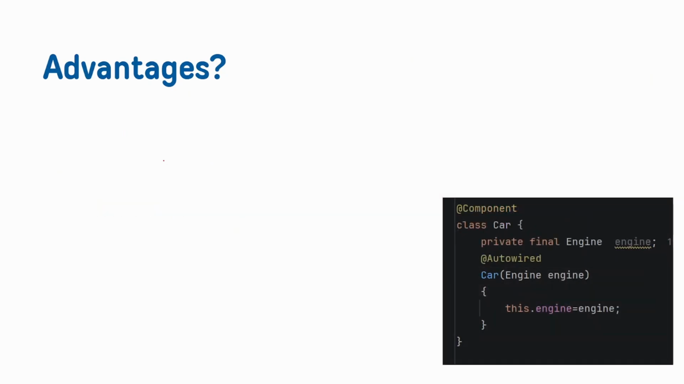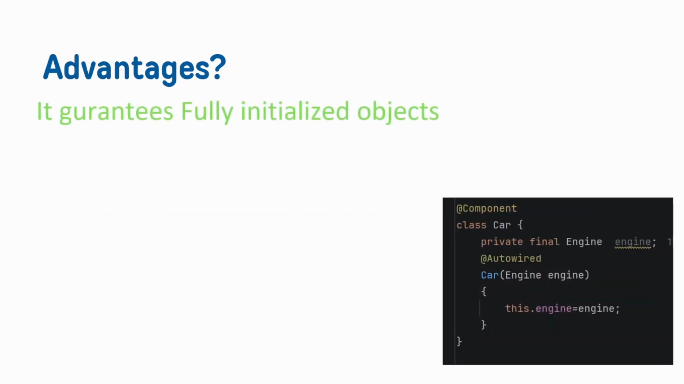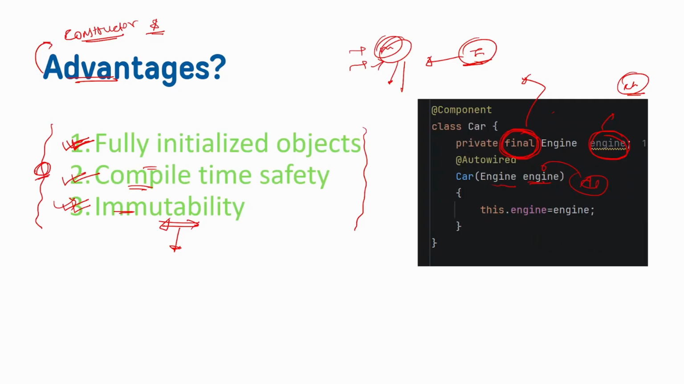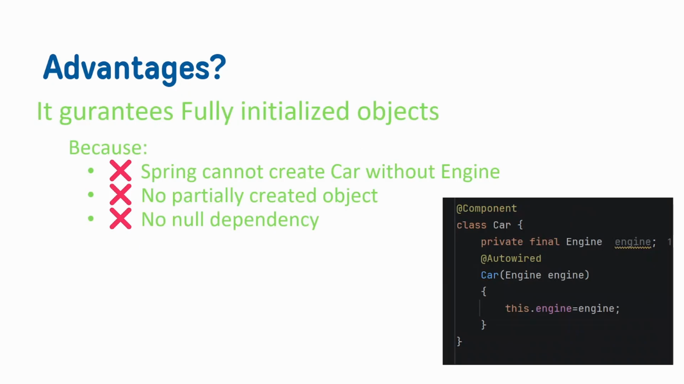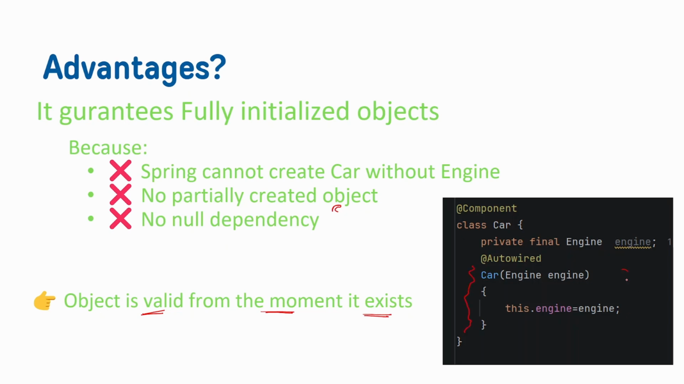Let's see the advantages in detail. It guarantees a fully initialized object, because Spring cannot create the car without the engine. No partially created object, no null dependencies. The object is valid from the moment it exists. There is no case where the engine is null at any moment, so the car is valid from the moment it exists.